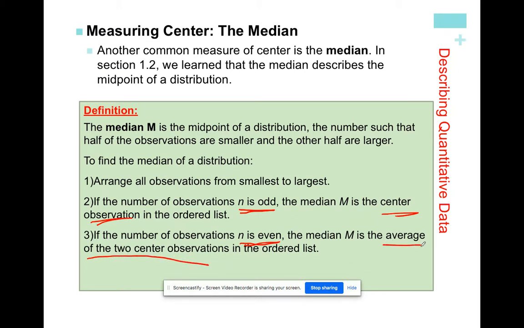So it is possible that if you have an even number of entries, that your median isn't actually one of the numbers in the data set because it's the average of the middle two.